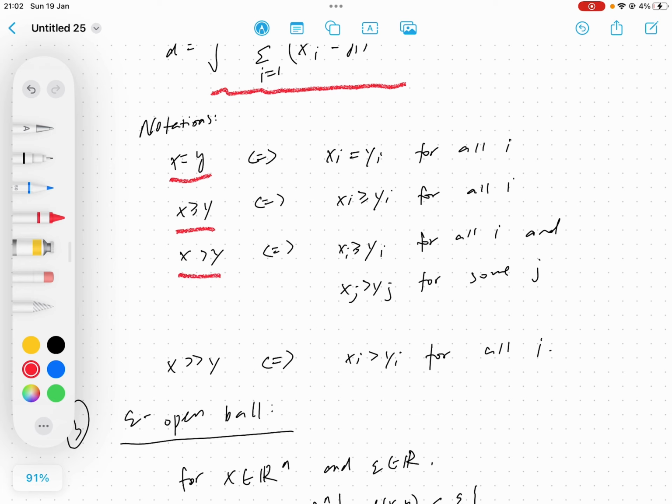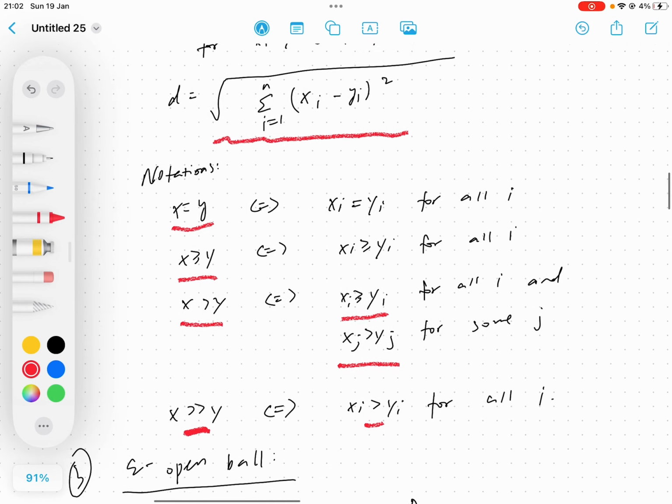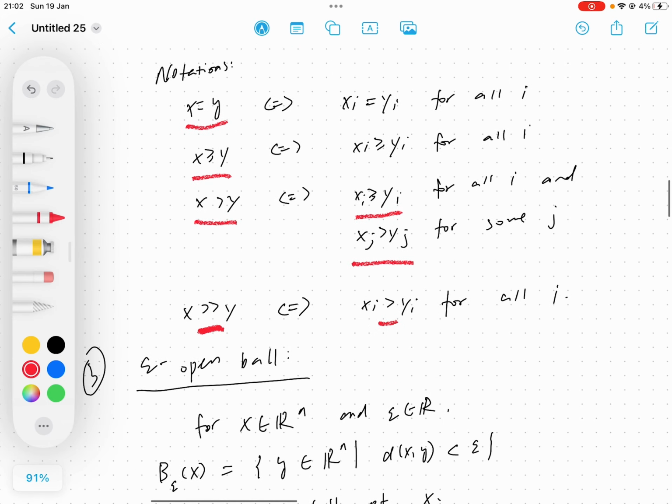And if we say that x greater than y, then it simply means that for all the dimensions, we have pairwise xi greater than or equal to yi, but for some dimension we have strict inequality here. But if we put the double greater sign here, that simply means dimension-wise, we have xi greater than yi for each dimension. Okay, so those are just some notations when we compare the vectors or the points in the Euclidean space, right?